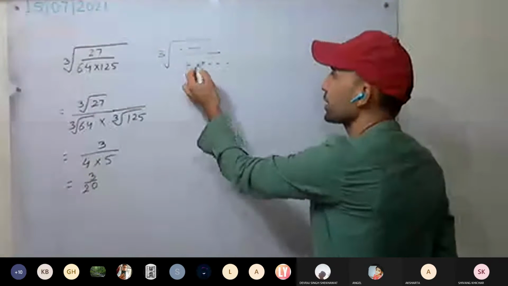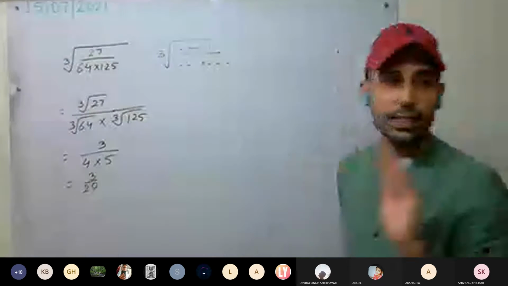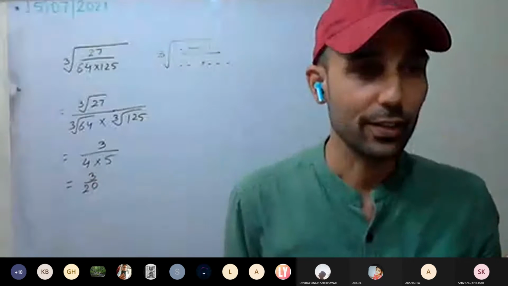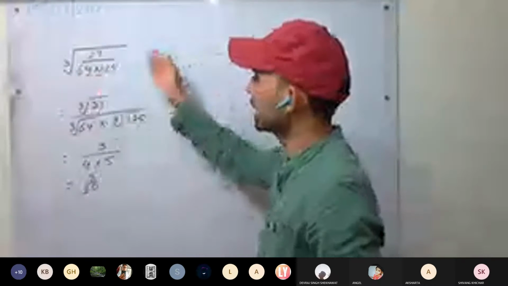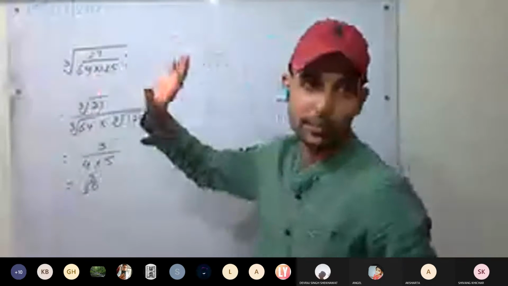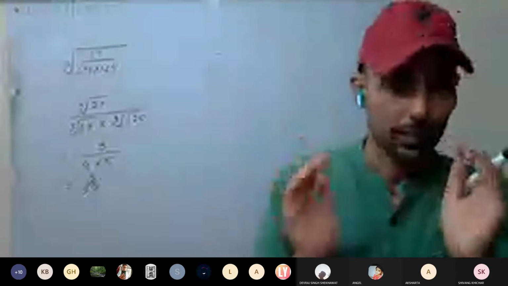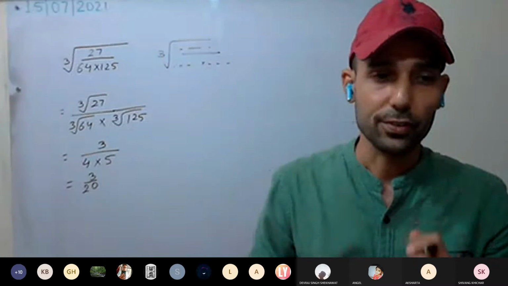Or for example, if you do not know, what you will do is factorize them and then make the pairs. That's the basic way. If you do not know, factorize this, factorize this, factorize this. If anything is cancelling, cancel them. Then we have to make triplets. Okay, next one.